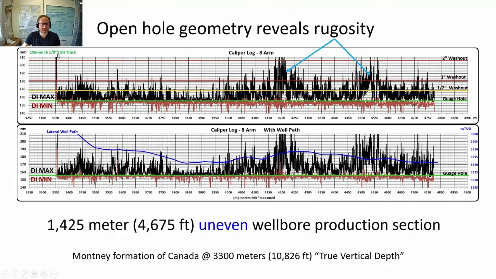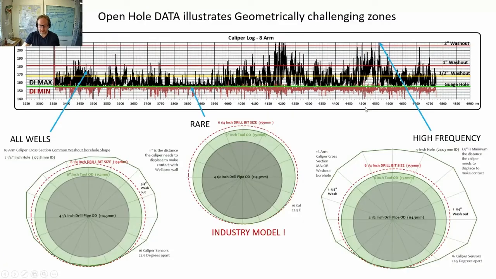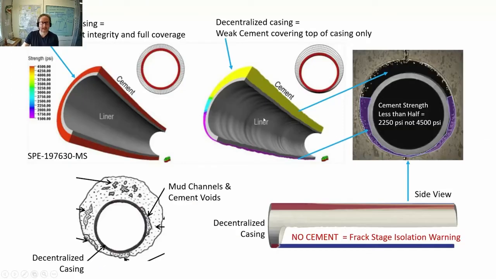Here you can see this is a 6 1/8 inch bit track. This is maximum diameter, minimum diameter. When they meet, that's concentric. But here you can see we're meeting thresholds that are far greater than the bit. This is all wells. Typically all wells have 3/4 inch washout to some degree or another. This is what the industry is modeling off of. This concentric borehole is extremely rare, and we tend to see the borehole open up to this type of diameter at high frequencies.